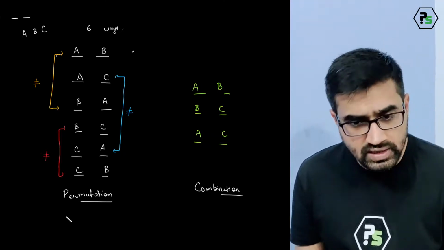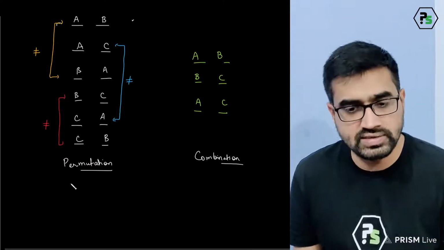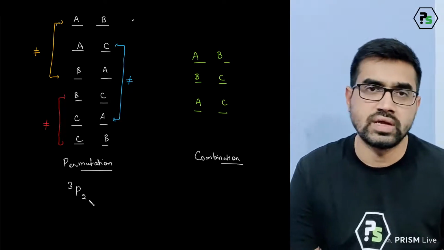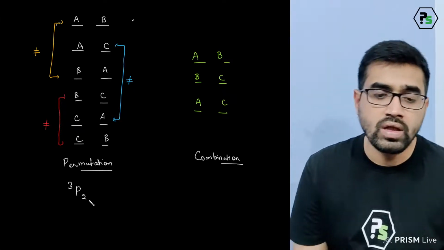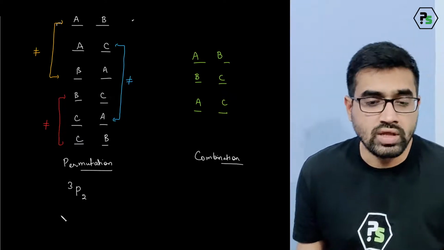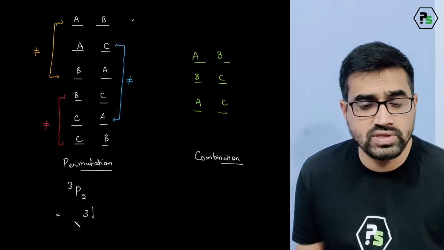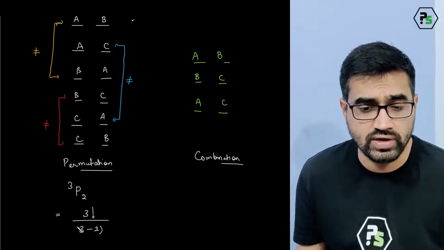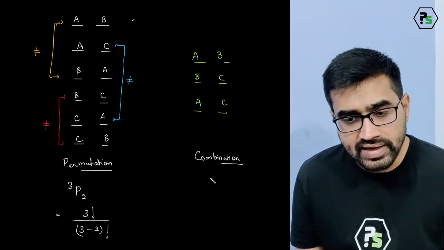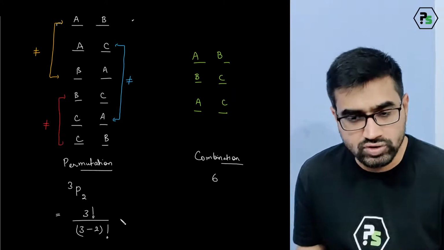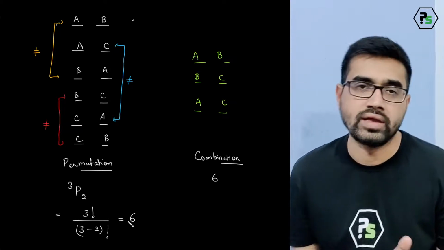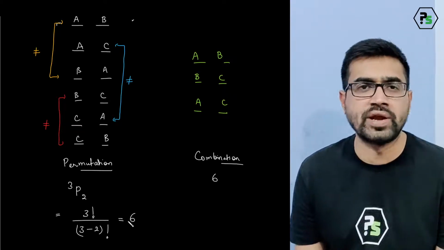Now, do you remember that this could have been written in the previous example as the formula 3P2? You are filling two places and you have three things to select from. So 3P2. As per the formula, this is 3 factorial divided by (3 minus 2) factorial. Now you notice that I'm dividing this value. If you simplify it, this is 6. I hope you remember this from the last class. This is just 3 factorial, which is 6, because the denominator is 1 factorial.